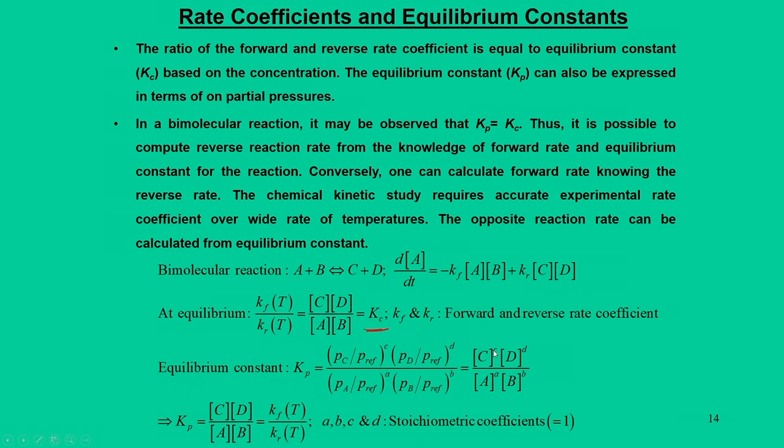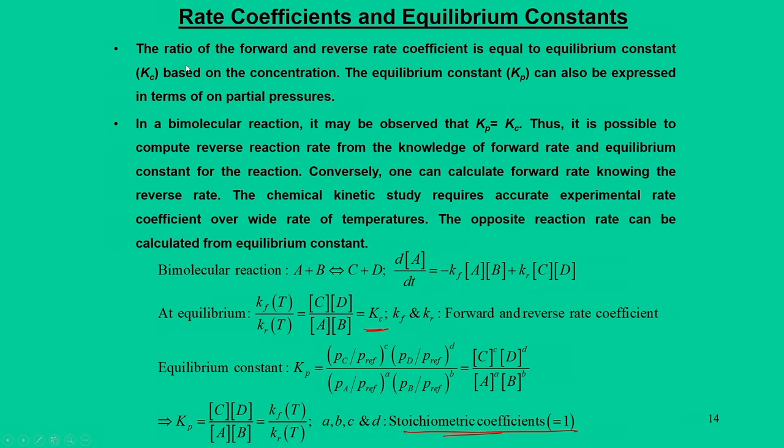Now, when I say C and D, I mean they are equal, because when the stoichiometric coefficients are equal, it takes the form of Kp in this form. So Kp becomes Kc. When the stoichiometric coefficients become 1, we say Kc is equal to Kp. So this gives the information that if you have a provision to find out Kp, then we can find out the ratio of forward rate coefficient and reverse rate coefficient, which are mainly functions of temperature.